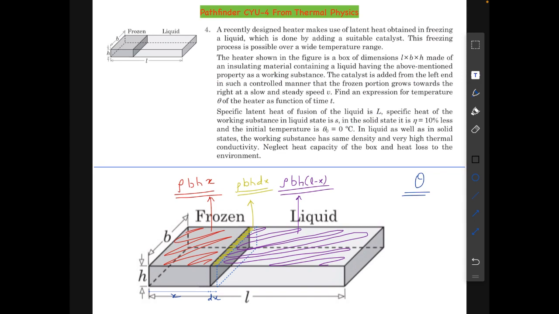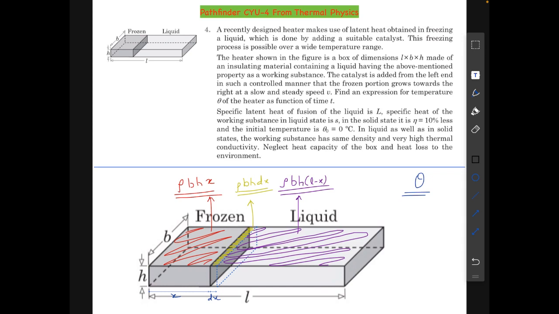So hello guys, here we have question number 4 from the Check Your Understanding exercise of the chapter Thermal Physics from Pathfinder. So let's start. A recently designed heater makes use of latent heat obtained in freezing a liquid, which is done by adding a suitable catalyst. This freezing process is possible over a wide temperature range.